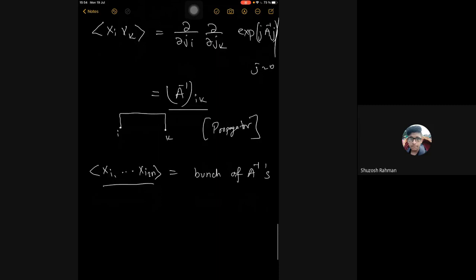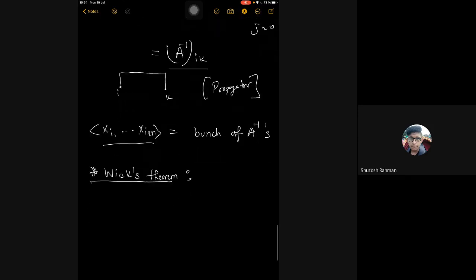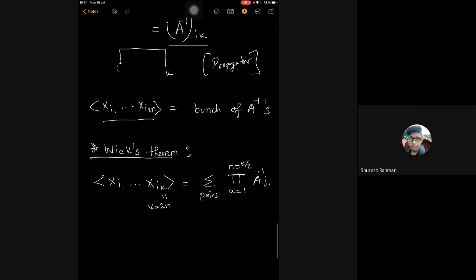So there's this theorem called Wick's theorem. I'll just write it out first. Remember, k has to be equal to 2n. If we have odd pairings, they're 0. So it's the sum of pairs, and you have a product like this. I'll just give you a specific example in a bit.